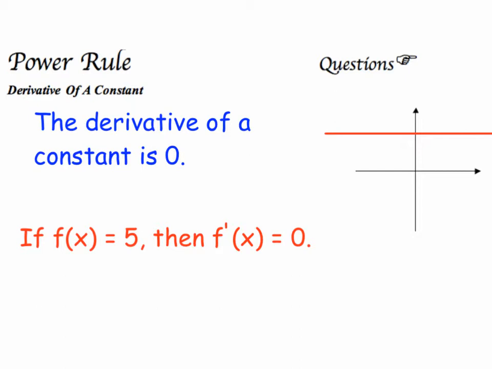So the derivative of a constant is 0. If f of x equals 5, then f prime of x equals 0. And if it's 0, then that is a horizontal line.